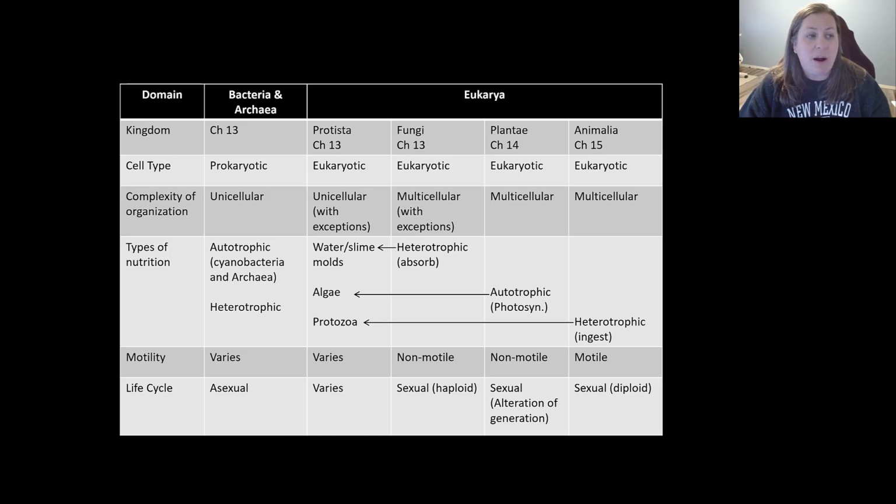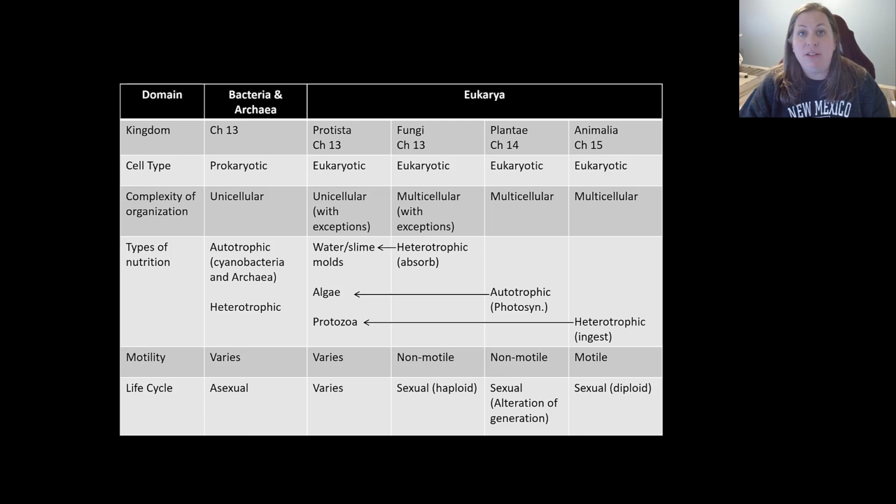So the protista group are unicellular with a few exceptions, and we do see that they get nutrition in 3 different ways. One is they could be these water and slime molds that are going to be heterotrophic like fungus is. They are going to act kind of like fungus and they're going to absorb their food. Okay, so they're going to liquefy it and they're going to absorb it. On the other hand, algae looks kind of like a plant. It is not a plant though. It looks like one. It kind of acts like one because it does photosynthesis. It's an autotroph, but it's not. And so it gets put in this category.